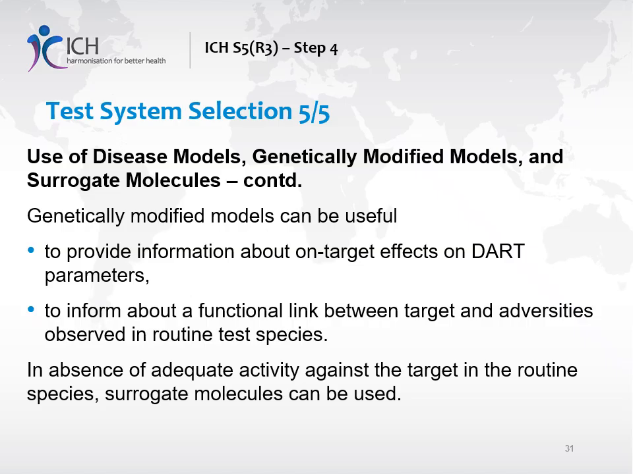Genetically modified models can be used to provide information about on-target effects of a pharmaceutical on DART parameters through permanent or conditional alterations in target activity. Such models can inform on whether the biology of the target is closely linked to adverse effects on reproduction and development in routine test species. When the pharmaceutical does not have adequate activity against the target in the routine test species, surrogate molecules can be used to assess potential adverse effects on reproduction and development.